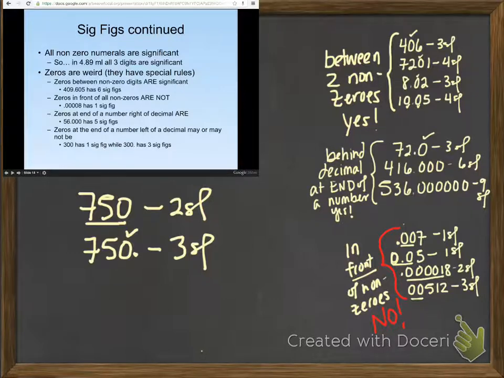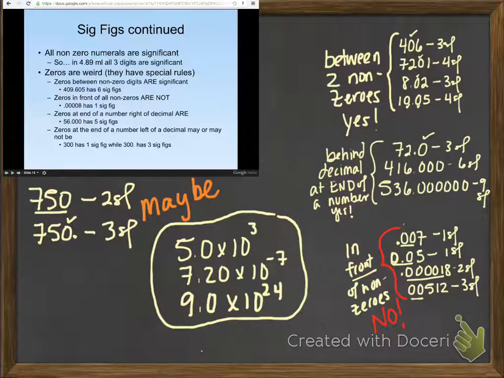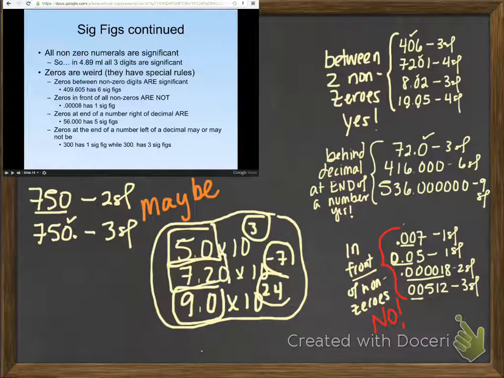Okay, let's talk about scientific notation. When we look at scientific notation, a number in scientific notation has as many significant figures as are shown here. So 5.0 times 10 to the third has 2 sig figs. 7.20 times 10 to the negative 7th has 3 sig figs. And 9.0 times 10 to the 24th has 2 sig figs. The zeros that you would add with the scientific notation are never significant. The only numbers that are significant are the ones shown here.